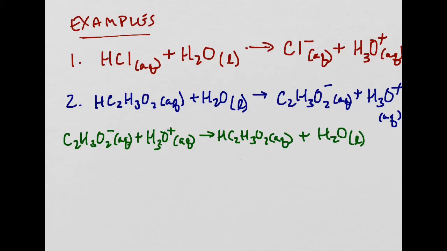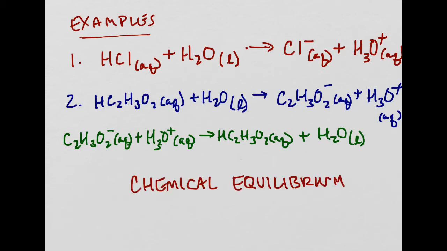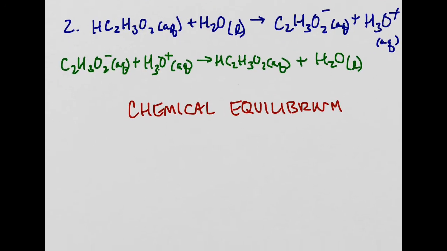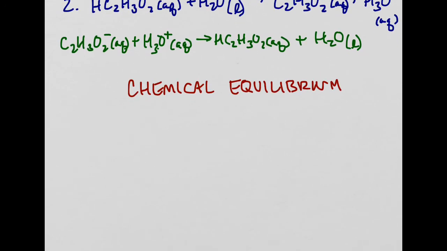And when you reach this state, we do call it chemical equilibrium. So if we were to define this concept of chemical equilibrium in words, we would say that when you're in equilibrium, the reactants are forming products at the same rate as the products are forming reactants.